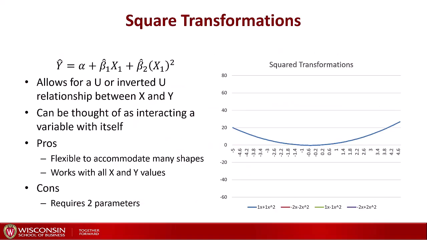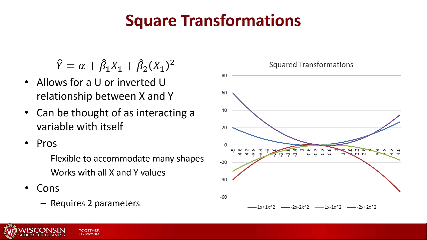Now that we have seen the log transformation, we can move to the square transformations. The square transformation is when we apply a square to the x variable. And in that case, we have both x and x squared in our equation. It allows for a u or an inverted u relationship between x and y. And depending on the beta coefficient, you can have different shapes of u or inverted u relationships. It can be thought of as x interacting with itself. So it's like beta 1 x1, beta 2 x1 times x1.